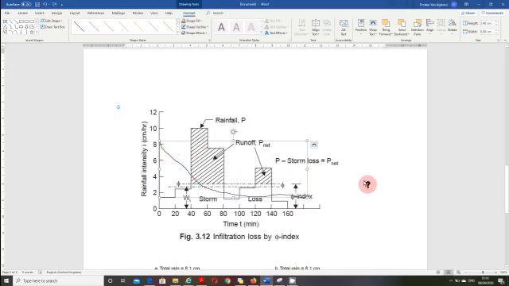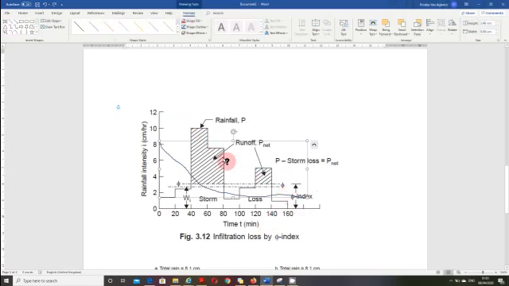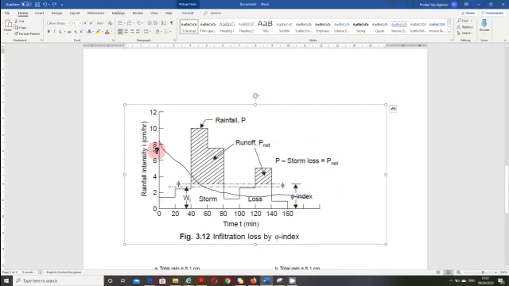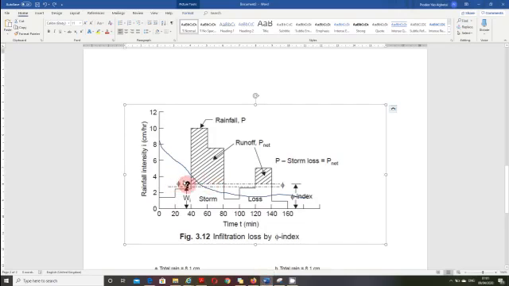Anything above this blue line here is your infiltration. We can either use the Hortonian model to put in our infiltration curve, or we can use what we call the phi index, which is what I've put here. The phi index is defined as that constant rate of infiltration that will yield an excess rainfall whose total depth is equal to the total runoff. So if you put on the phi index, this line here, then any line above it is your infiltration rate.